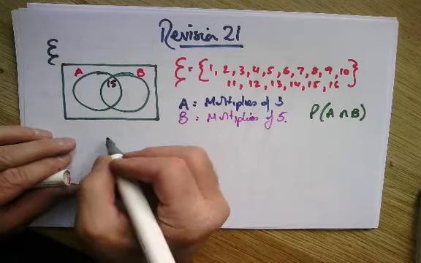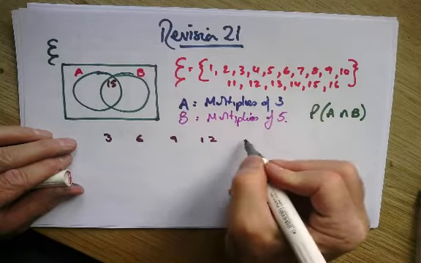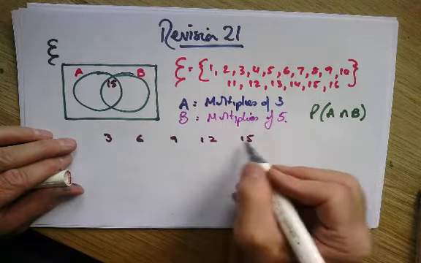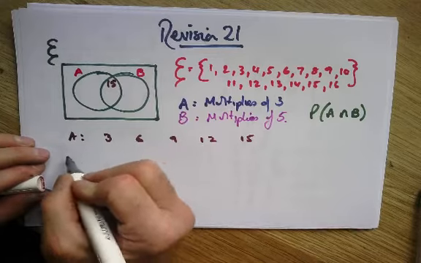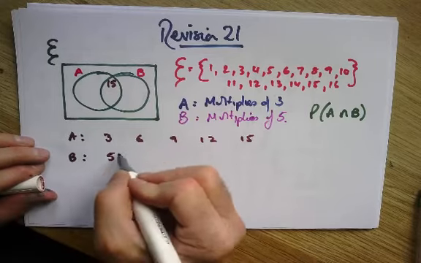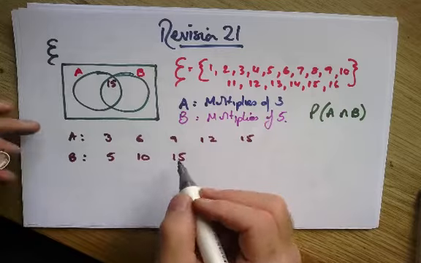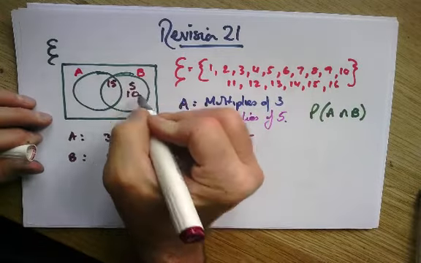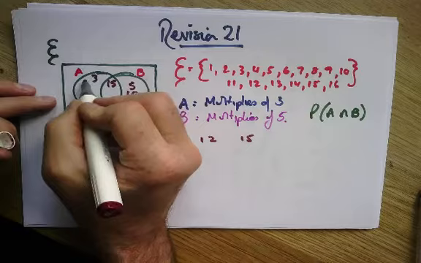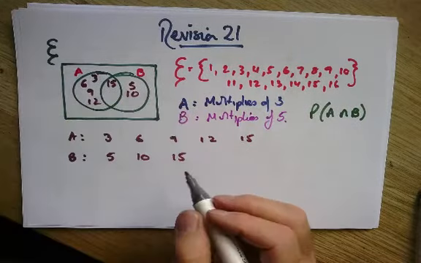Now multiples of 3, I'm going to write them out. 3, 6, 9, 12, that 15, there's no 18, so that's multiples of 3. Multiples of 5: 5, 10, 15, so there's my 15. So in B it's going to be 5 and 10, and in A I'm going to have 3, 6, 9 and 12, and my 15 is there.